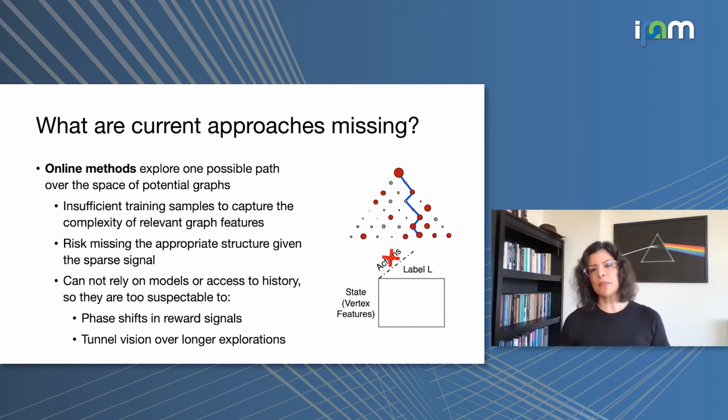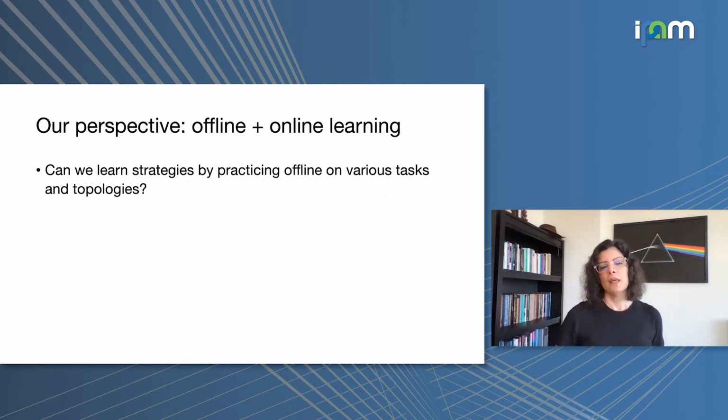And so this is just a dig on online approaches: we didn't find that online approaches were competitive to approaches that are hybrid, offline plus online. And so that was our charge at this point: can we learn strategies through offline learning on various tasks and topologies, and is learning on these random graph models, like a stochastic block model and so forth, valuable, or am I just wasting time?